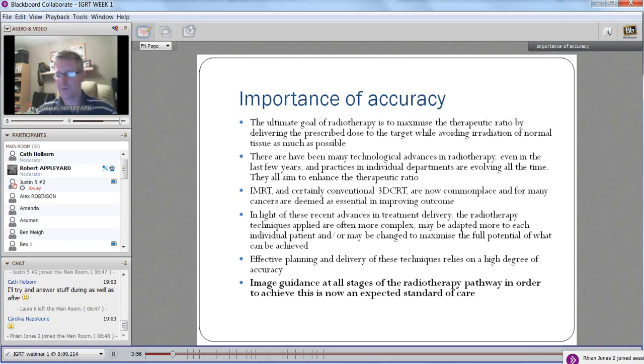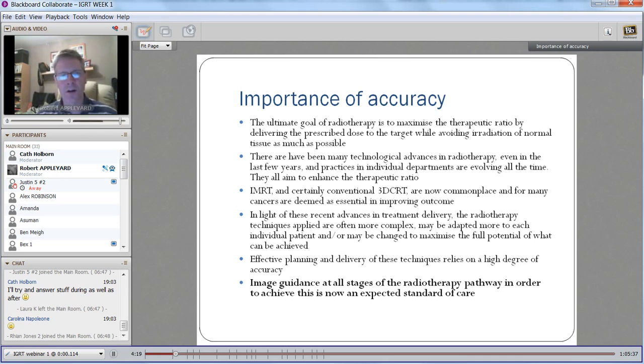Okay, so where do we start? Well, probably a good place to start is to think about the importance of accuracy in radiotherapy. And we all know, we all should know, that the basic premise of radiotherapy is that we're trying to deliver a high dose to a tumour, and we're trying to miss the normal tissues. That's a basic idea.